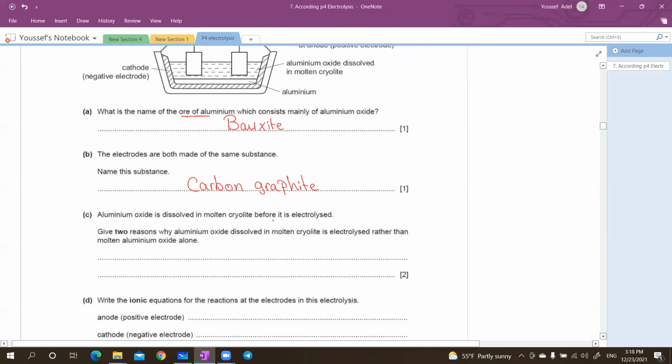Aluminum oxide is dissolved in molten cryolite before it is electrolyzed. Give two reasons why aluminum oxide dissolved in molten cryolite is electrolyzed rather than molten aluminum oxide alone. Actually, the cryolite, the first thing, it lowers the melting point of the mixture, and this lowers the energy cost. And it makes the mixture a better electrical conductor.